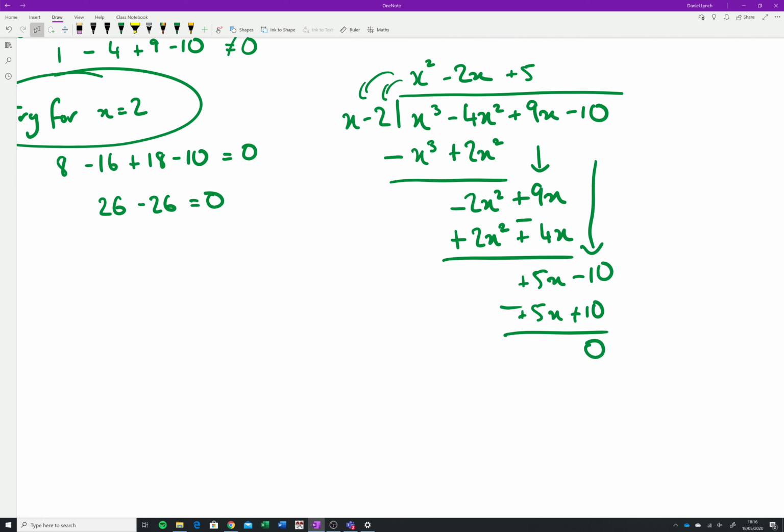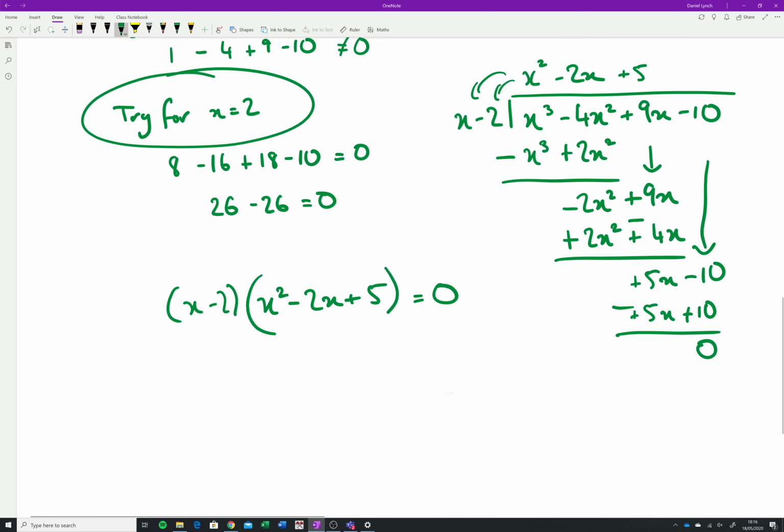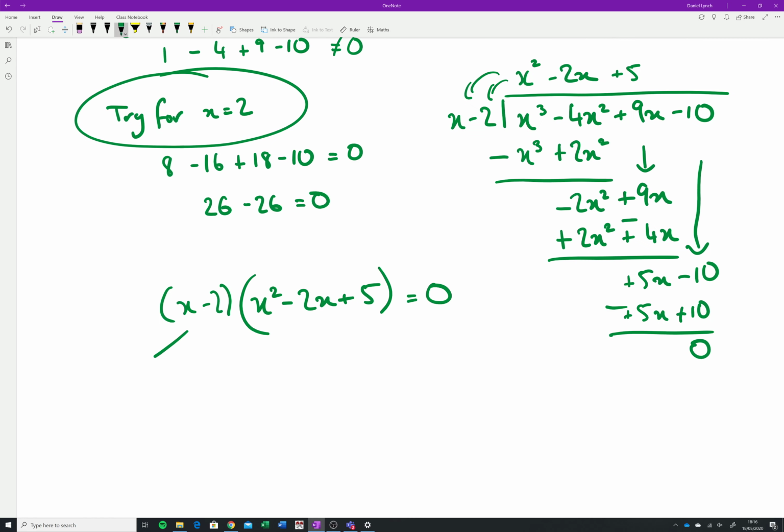So it means that x squared minus 2x plus 5, that's one factor, and the other factor is x minus 2. Both of those multiply together to give us 0. Well, we know what this one would mean. It means that x minus 2 is 0, in which case x is 2. That was the thing that we already got. Okay, that was up there. But now we have to do x squared minus 2x plus 5 equals 0.